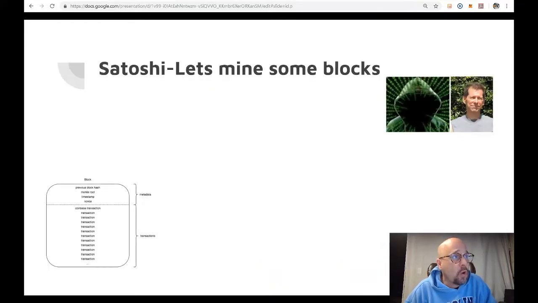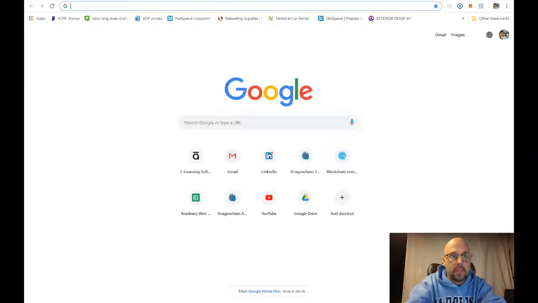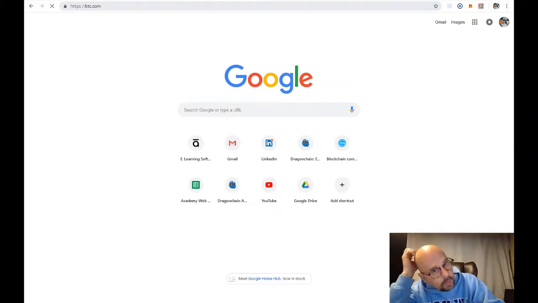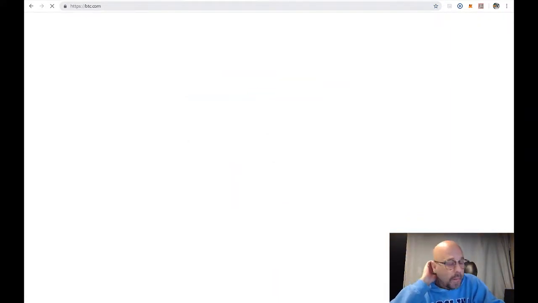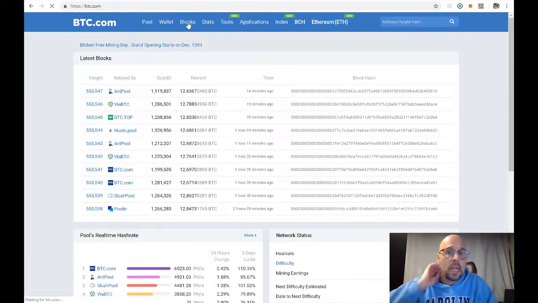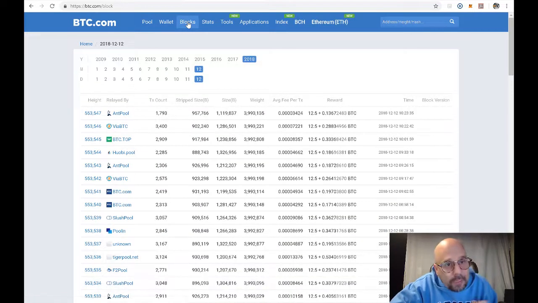All right, so let's talk about what's going on with Satoshi and these first blocks. What I want to do is take you through BTC.com. If I go to BTC.com, I can go to the Block Explorer, and I really just want to show you the blocks on Bitcoin. If I go to blocks on this Block Explorer, remember, what we're looking at is a ledger that has been going on since 2009.